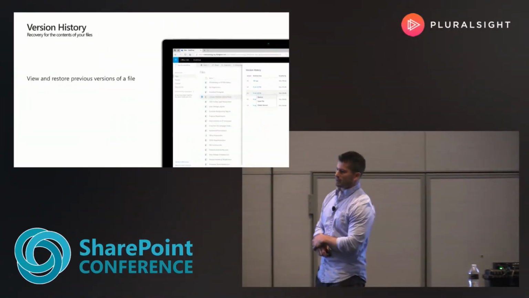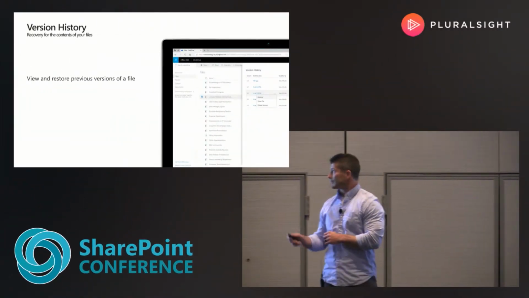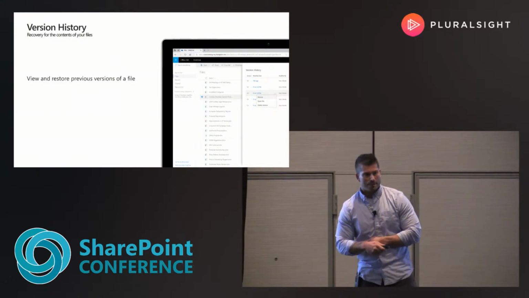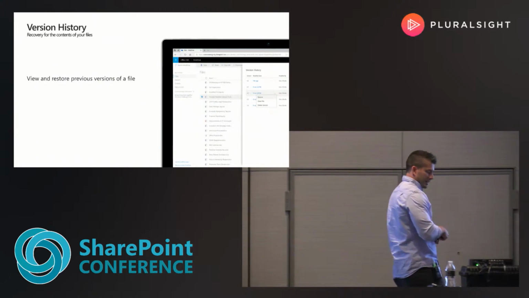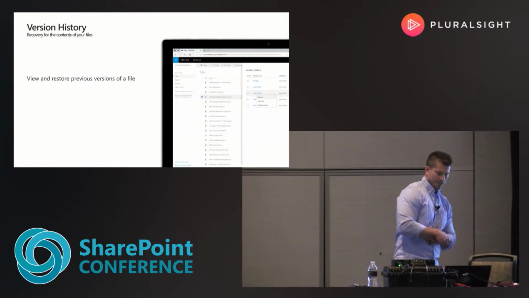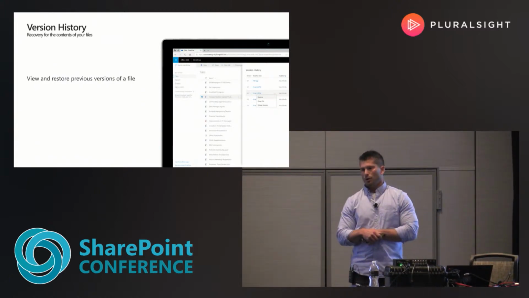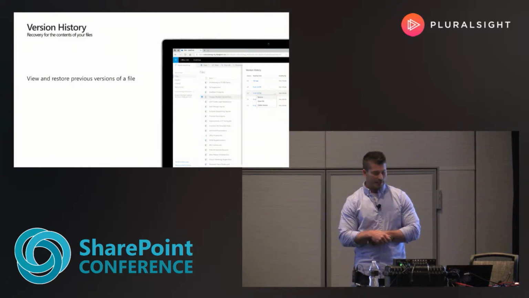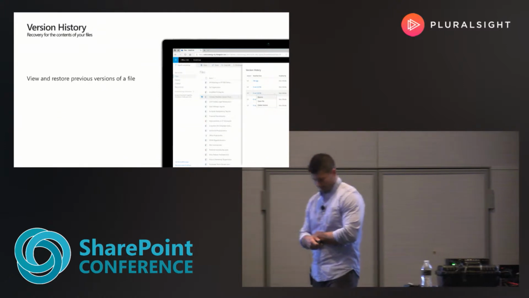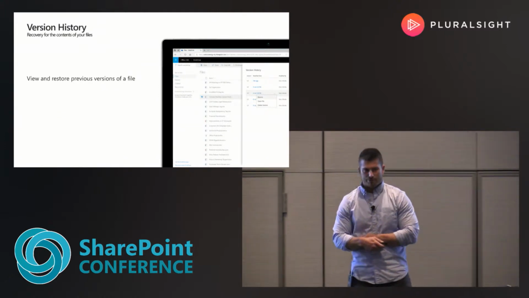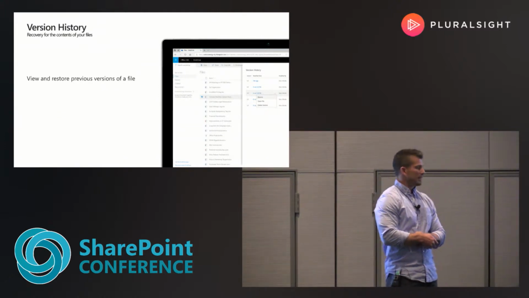So now talking about how things work in the product to keep your files and data safe. I'll start with version history. I briefly mentioned it. It's the thing that's going to keep the contents of your files safe, and it allows you to roll back in time to previous versions of a file. And you can see in that screenshot there, this is what it looks like in the web OneDrive view, and it's the same for a SharePoint document library as well.